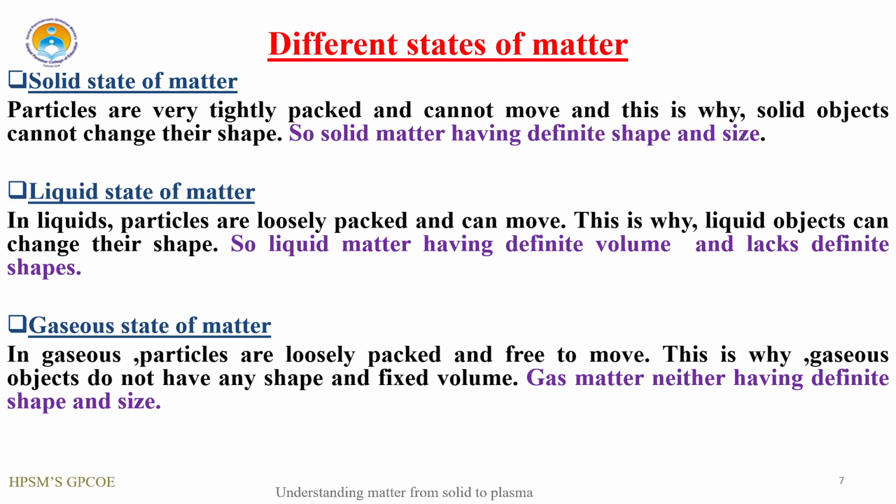In a liquid state of matter, particles are loosely packed and can move. This is why liquid objects can change their shape. So liquid matter has a definite volume and lacks a definite shape. In a gaseous state of matter, particles are loosely packed and free to move. This is why gaseous objects do not have any fixed shape or volume. Gas matter has neither a definite shape nor size.